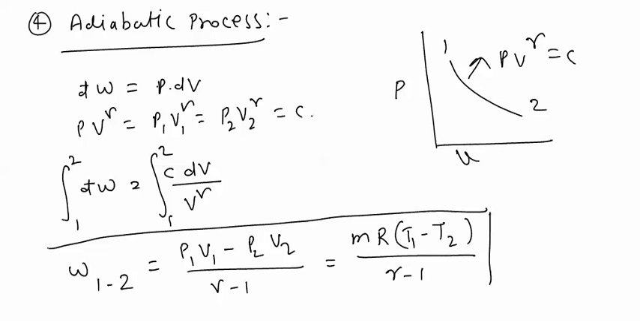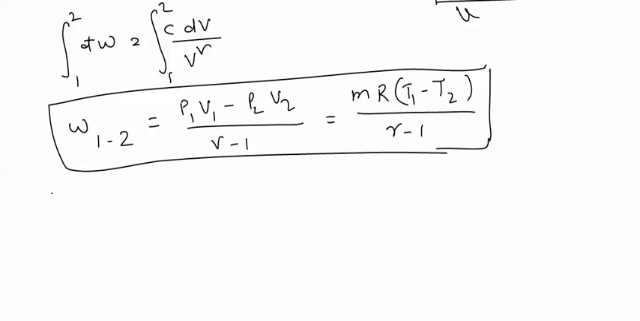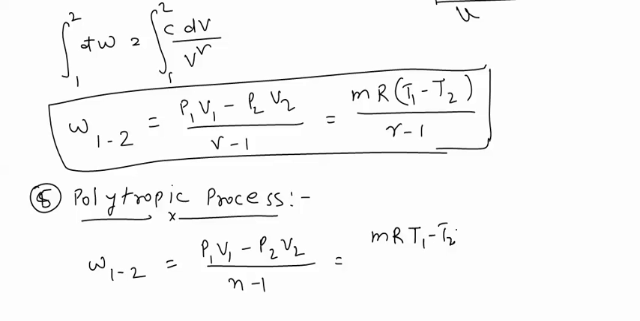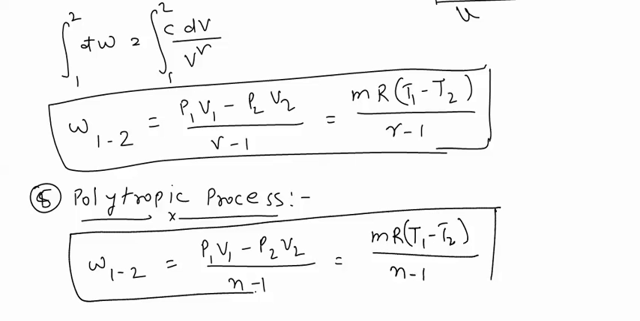Finally, we will find the expression for the polytropic process. For a reversible polytropic process, the expression will be the same as the adiabatic process, only gamma will be replaced by the polytropic index n. So it is mR (T1 minus T2) upon (n minus 1). That is the work done for the polytropic process.